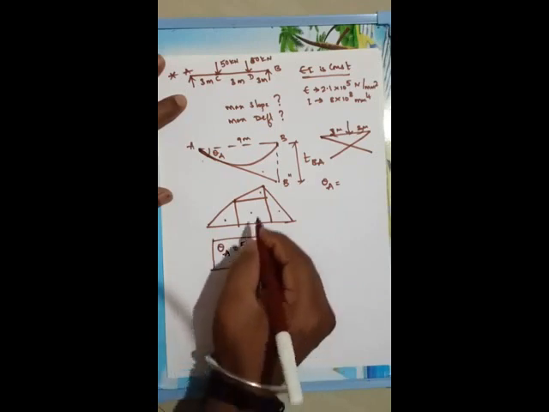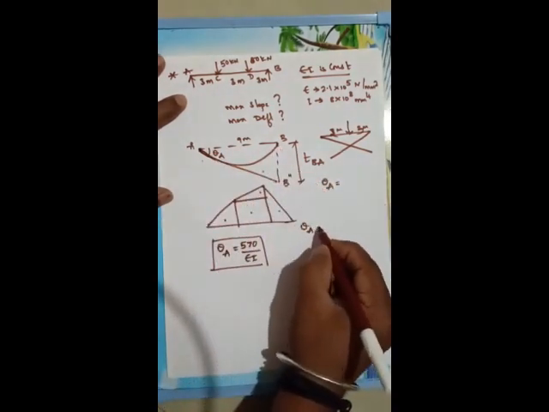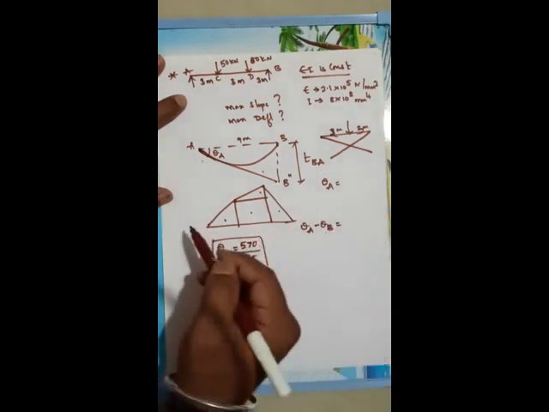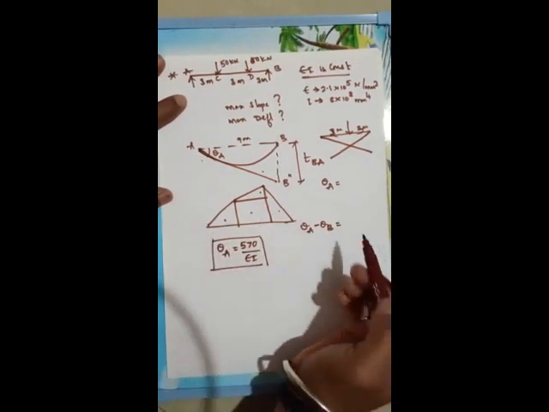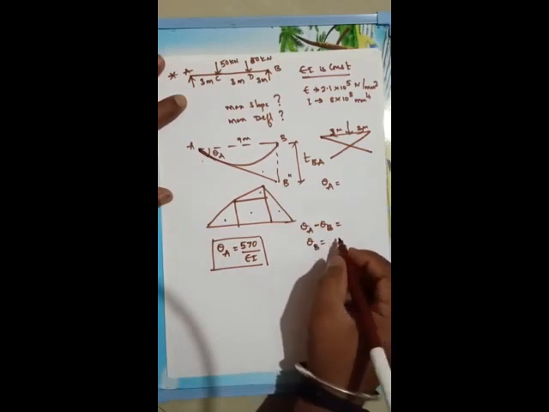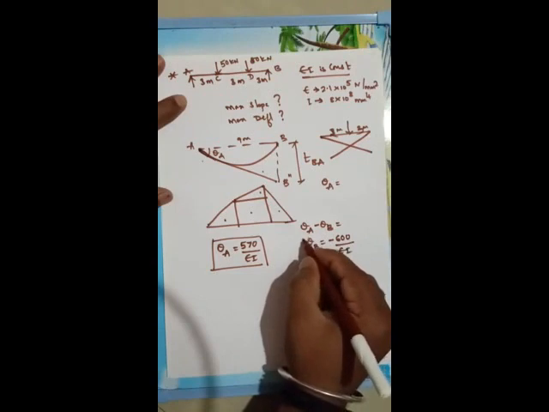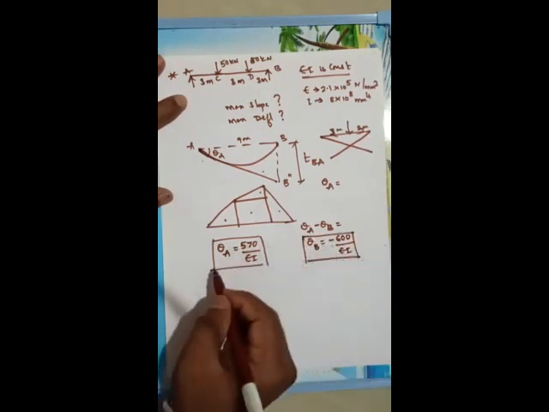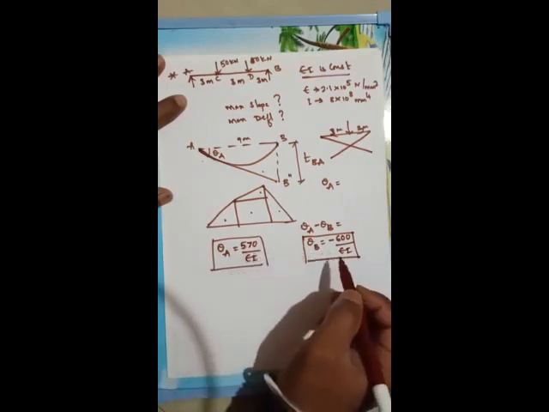Once you get theta A, we need to calculate theta B. According to moment area theorem 1, theta A minus theta B is equal to the area of the M by EI diagram between A and B. So you will get theta B. The theta B value you will get as minus 600 by EI. Once you get theta A and theta B, you can say what the maximum slope is.